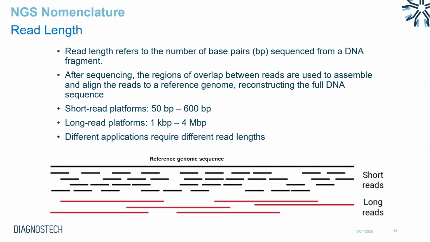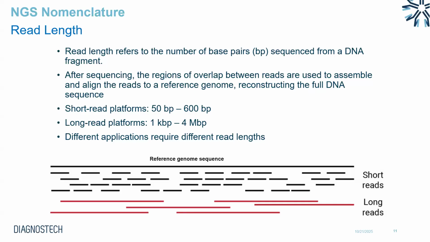Okay, now getting into some nomenclature. Firstly, read length. Read length is fixed in short read platforms due to the configuration of the instrument and sequencing chemistry. It's usually 100 to 150 base pair reads and can go up to about 300 base pairs. So the read length refers to the number of base pairs sequenced from a fragment.